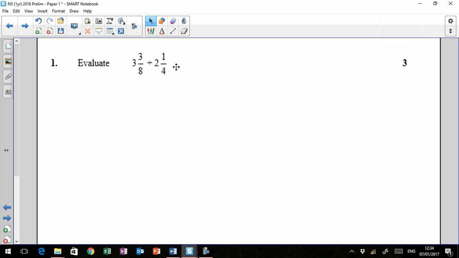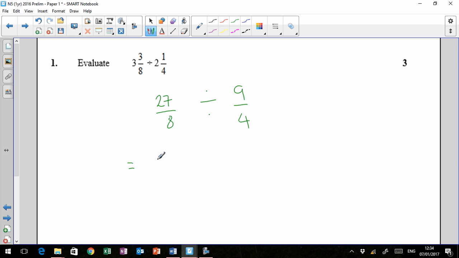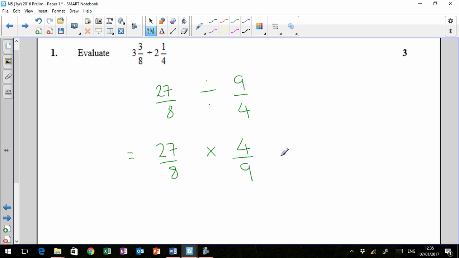Okay, so starting with question 1, you have evaluating fractions. When you're dividing fractions, firstly you need to rewrite these as improper fractions, so 3 3/8 turns into 27 over 8, and we are dividing by 9/4. When dividing fractions, we keep the first fraction the same, change the divide to a times, and then flip the second fraction. So 27 over 8 times 4/9.